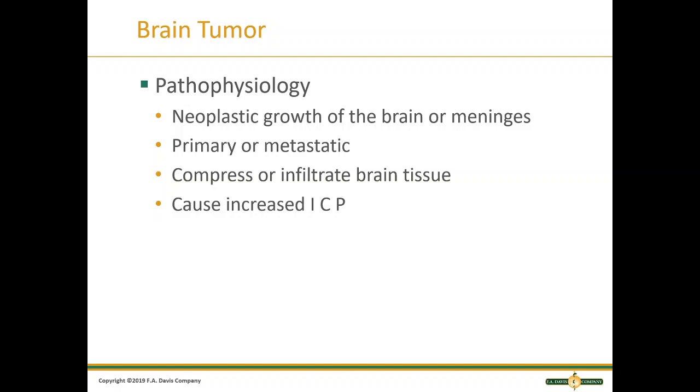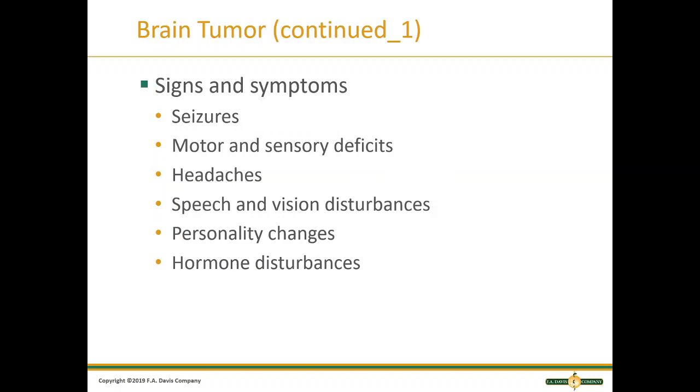Okay, brain tumors, page 1019. There is an illustration, 48.7, metastatic brain tumor. It's probably in the next slide here. This can be benign or malignant. It can compress or infiltrate the brain tissue and cause ICP. We have seizures, motor sensory deficits, headaches, speech and vision disturbances, personality changes, hormone disturbances.